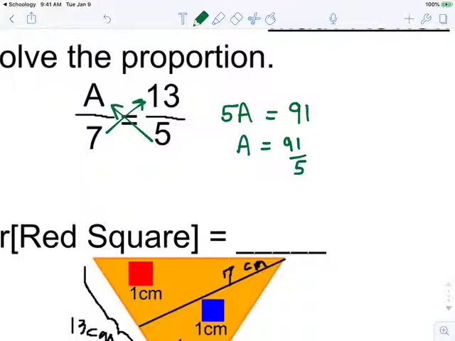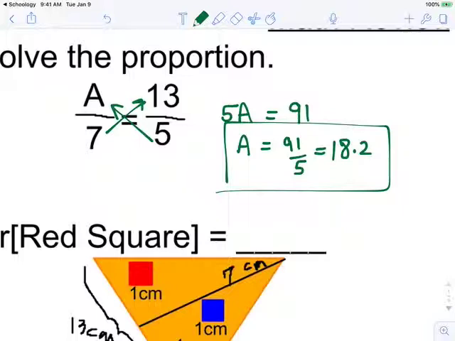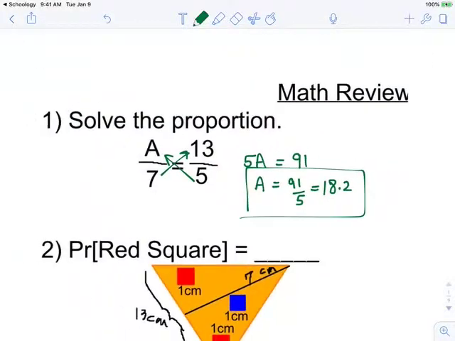Yeah. So you can do this as a decimal, but just know and pay attention, you can always leave it as a fraction. 91/5 is just as good or sometimes even better than the decimal form because it's exact. Alright, so just keep that in mind. You don't have to do decimal. You have less work if you leave it as a fraction.